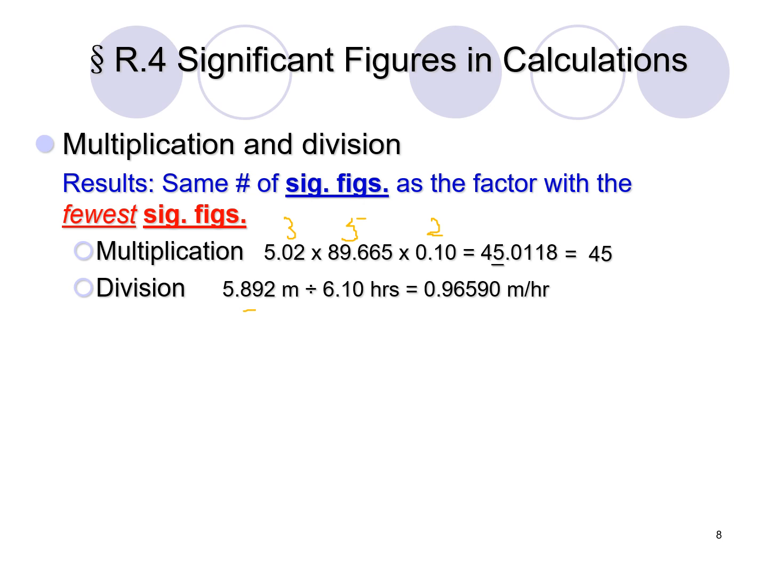5.892, that's a 4. And 3.10, how many significant figures? Trailing zeros with a decimal point should be counted, right? So we got 3. Okay.